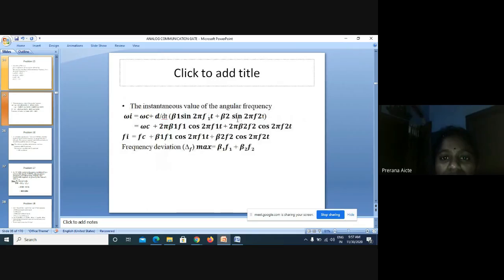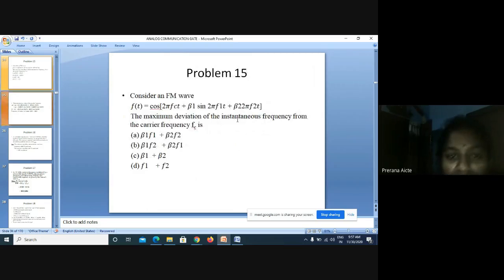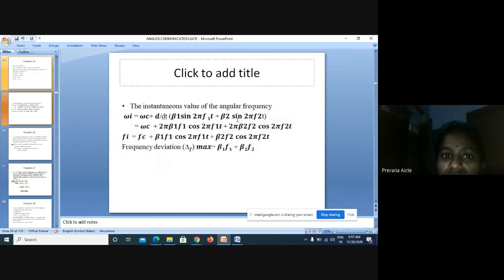Are you all able to follow this? They are asking what is the maximum frequency deviation, that is del f max. So we need to find del f max. Fi, the instantaneous frequency, equal to fc plus del f, where del f is the frequency deviation. The maximum value of cos is plus 1. So the maximum value here is beta 1 f1 plus beta 2 f2. In this way we can find our frequency deviation.